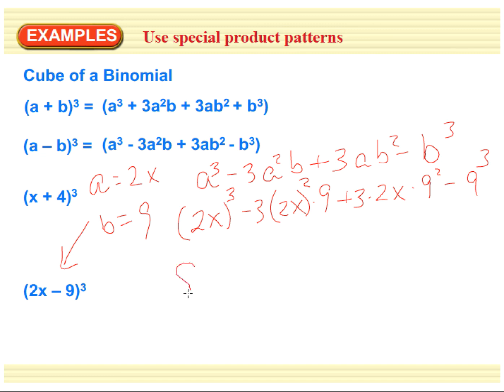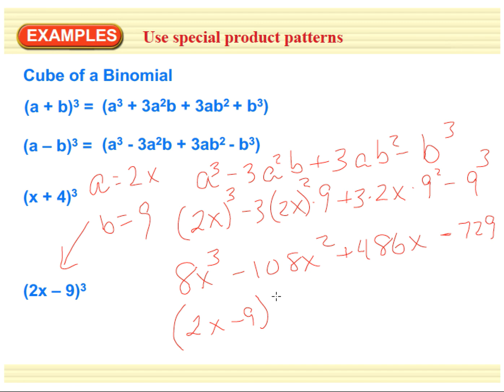2x cubed, 8x cubed. 2x squared is 4x squared times 3 is 12x squared times 9 is negative 108x squared. 9 squared is 81. 81 times 2 is 162. 162 times 3 is 486. 9 cubed is 729. If you didn't know the pattern, you would just have to multiply these out and you'd end up back at the same answer.